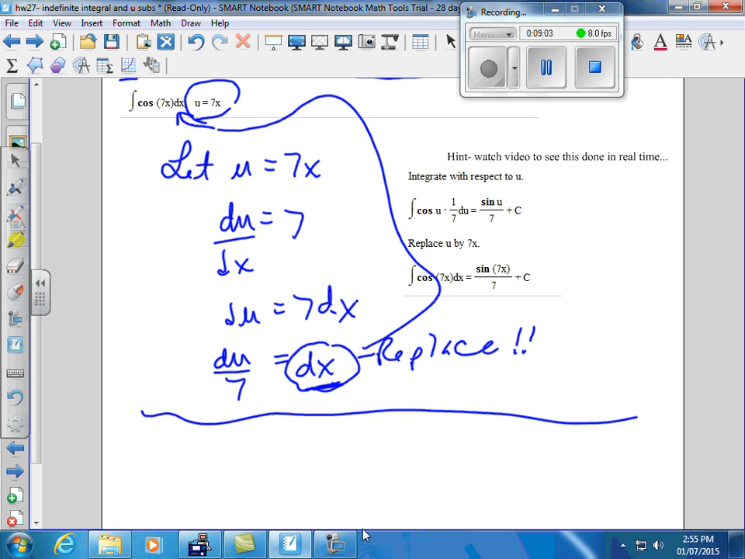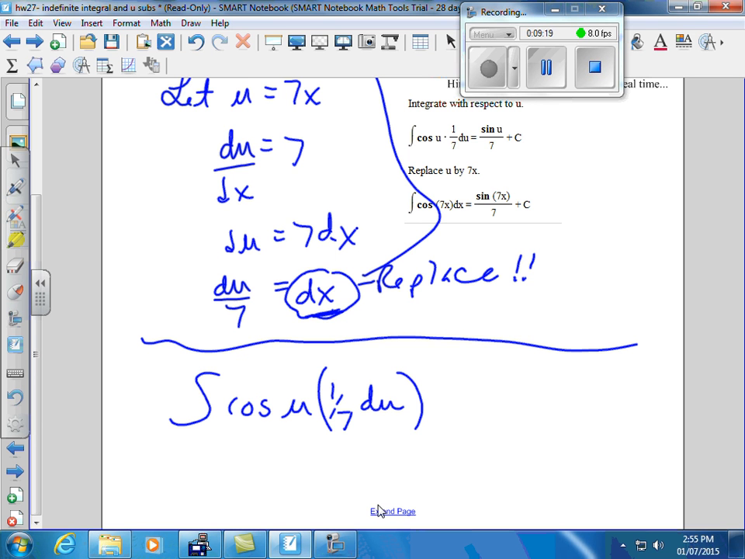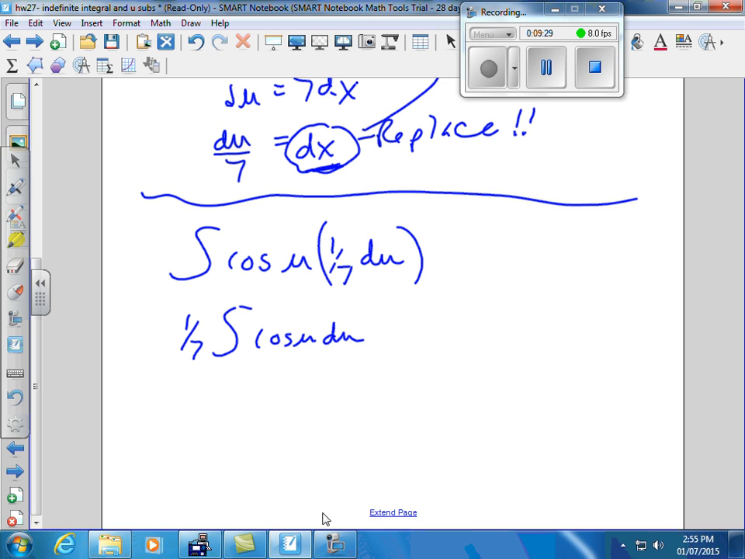All right, let's do that. So the integral of cos u, now we're replacing dx with du over 7, which means 1/7 du. Now keep cleaning. The 1/7 you can just pull out front, constant multiple rule. So you have the integral of cos u du, and then you ask, what's the integral of cosine? That means give me the function whose derivative is cosine, that's sine. So it's going to be sine u, the 1/7 just stays out front, plus c.